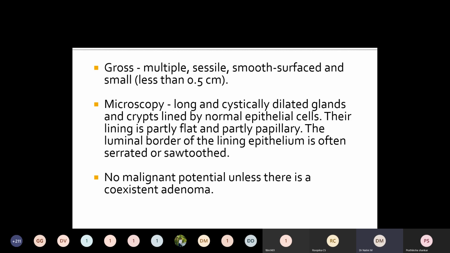And unless there is a coexistent adenoma, usually hyperplastic polyps do not have any malignant potential. They don't turn malignant. Okay, it is separate. If it is just a hyperplastic polyp, their malignant potential is very, very low. But with a coexisting adenoma, yes, it could turn malignant.